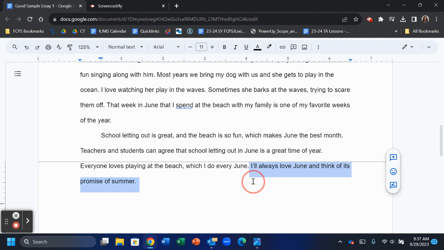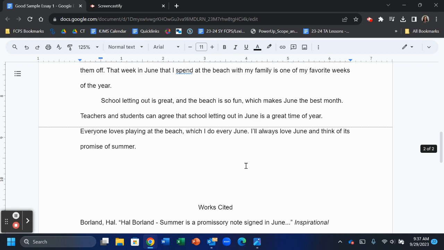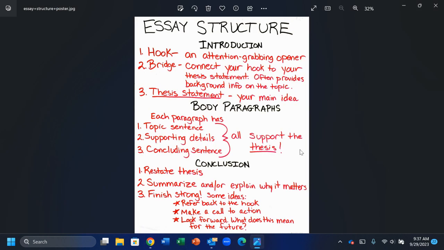I'll always love June and think of its promise of summer. That is a callback, a refer back to my hook where I had a quote about summer being a promissory note. So that's my strong finisher. If you follow this format, you will write a strong, clear essay every time.